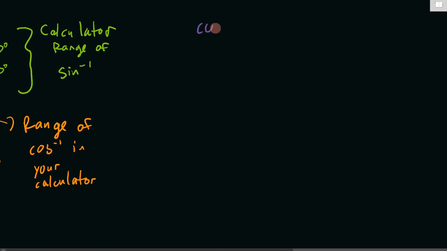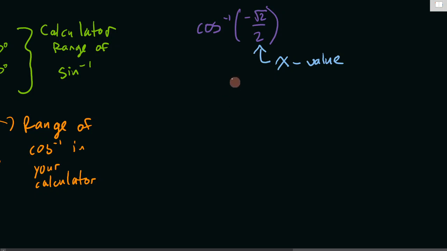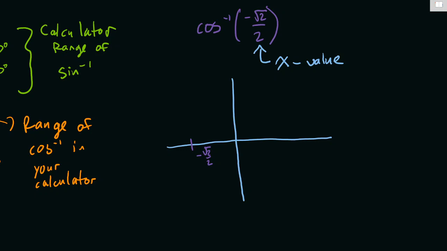Let's do cos this time. Let's do cos inverse of -√2/2. So this is what we need to figure out. Where is -√2/2? Since this is cosine, that is the x value, right? Because cosine gives you the x value in your unit circle. So what we're going to do is draw our coordinates, and label -√2/2. So what are our possible triangles that have -√2/2 as its x-coordinate?